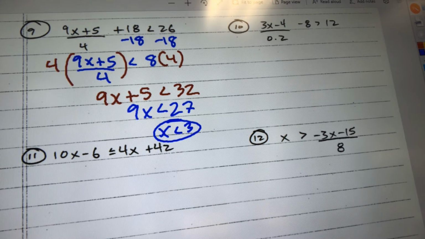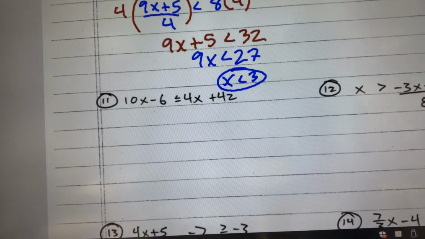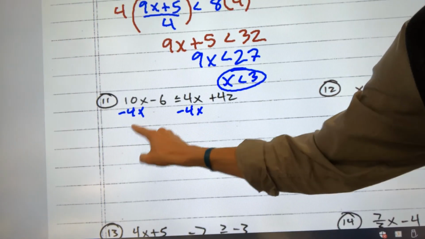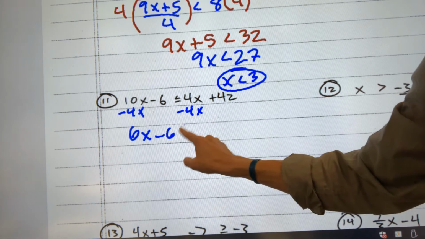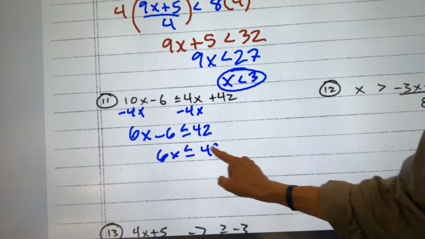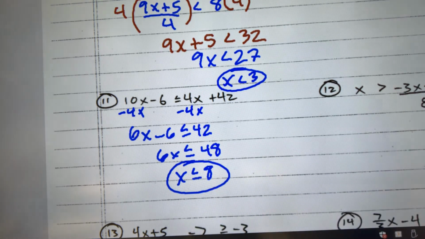Number 11, so 10's an interesting one. Look at that, we'll do that one in class. Let's take a look at 11 here. 11 is doable for us for sure. On 11 here, I'm gonna move the 4x over because 10 is bigger than 4. So left side's aside for my x's, then I'm gonna add 6 to both sides. And then I'm going to divide by 6. All right, x is less than or equal to 8.